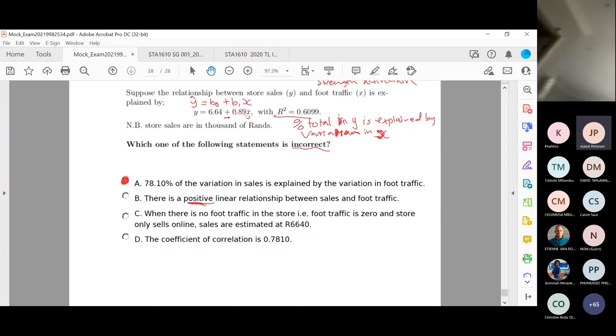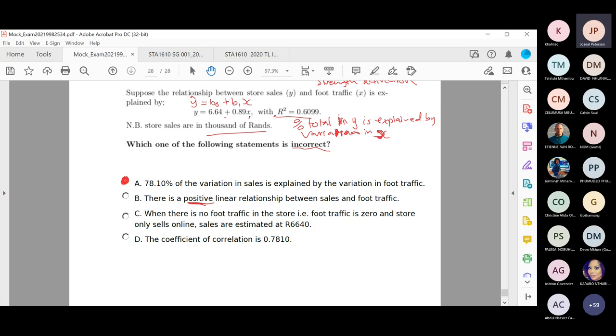But remember also, this is the rent, it's in thousands of rent. So 6.64 times 1,000 will give you 6,640. So how we interpret that: when there is no foot traffic in the store, that is X is equal to zero, then the store will only sell online and the estimated sale for that store will just be 6,640 for when there is no foot traffic. And that's how you interpret your y-intercept.